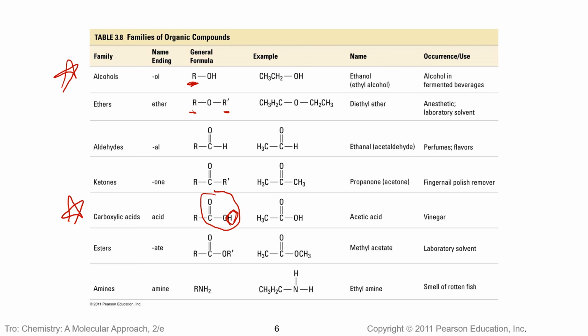Esters, carbon double bonded to an oxygen with an oxygen between carbon groups. And these are quite frequently laboratory solvents. And amines have nitrogen with two hydrogens attached to it. And these quite frequently smell like rotting fish. This is also part of the amino acids. So in amino acids, we have an amine group, and we also have a carboxylic acid group to make our amino acid.